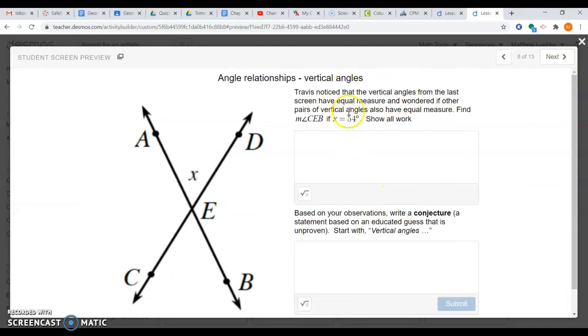Here we're going to use that idea of vertical angle to help us solve the problem. And then we're going to write what they call a conjecture, a statement based on an educated guess that is unproven. So it's pretty much what you think, okay? And so you start with vertical angles are blank. What do you think? Vertical angles are always this. Vertical angles are something, all right? So write a conjecture, an educated guess, what you think about vertical angles.